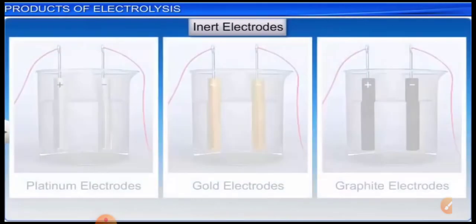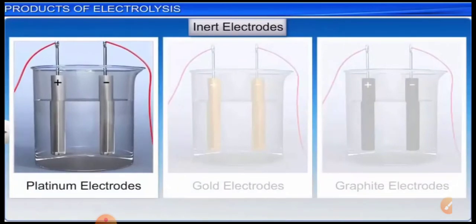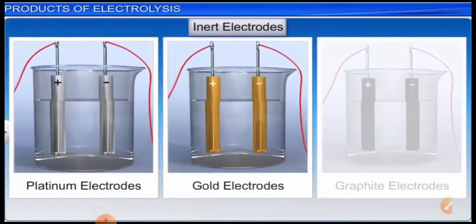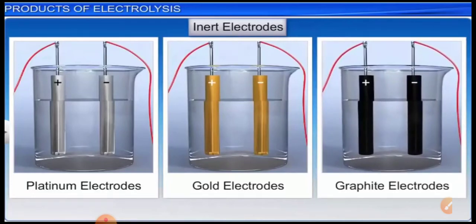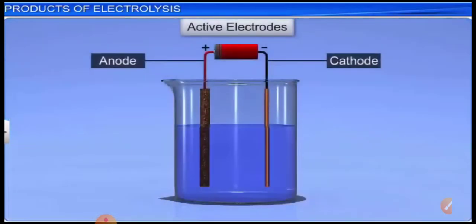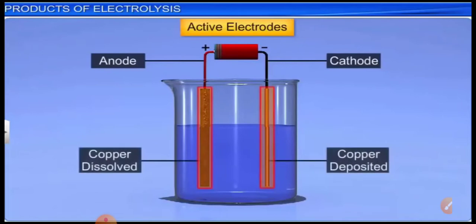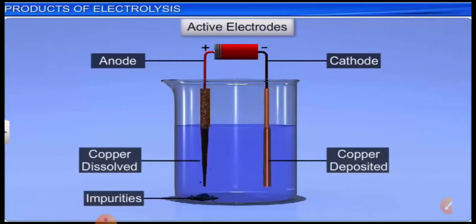Fine. So now we have certain kinds of inert electrodes, such as platinum, gold and graphite. They all are inert electrodes. It means that they do not participate in the chemical reaction of electrolysis. Generally we also observe that active electrodes take part in a chemical reaction.